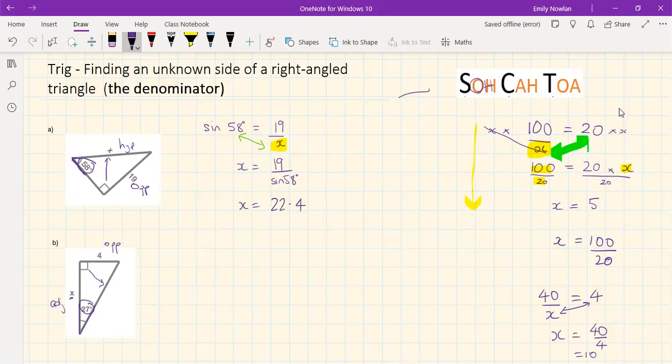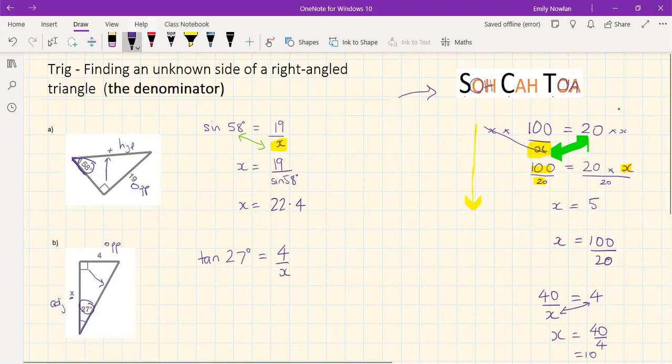So go back over here to your SOHCAHTOA. Which one uses opposite and adjacent? So we will need an O and an A. This time the O and the A are on the tan. That's what we're going to use. So we're going to write tan of 27 degrees is equal to opposite, which is 4, over adjacent, which is x.